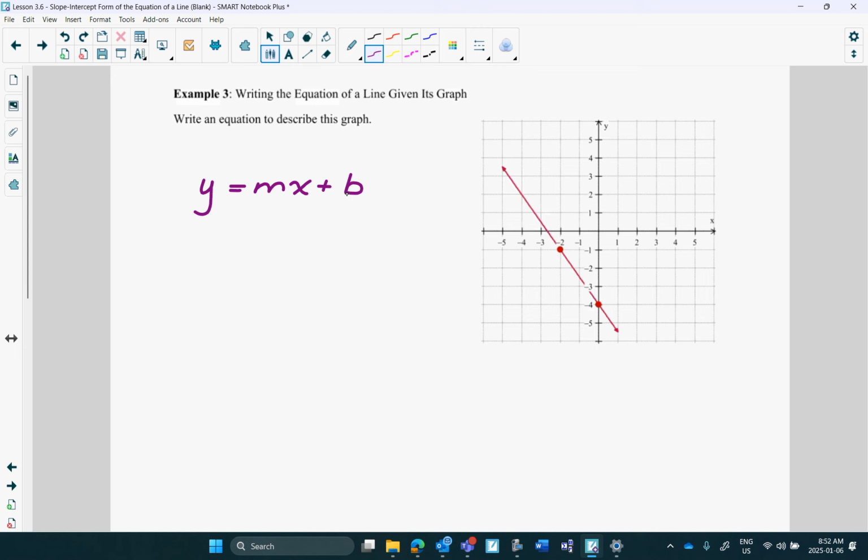Well, let's use the graph. What's the y-intercept? Looking at the graph, where does this line cross the y-axis? Where does this line cross the y-axis? Well, I'm going to wait all day for this one. -4. So the y-intercept, or b, is -4.